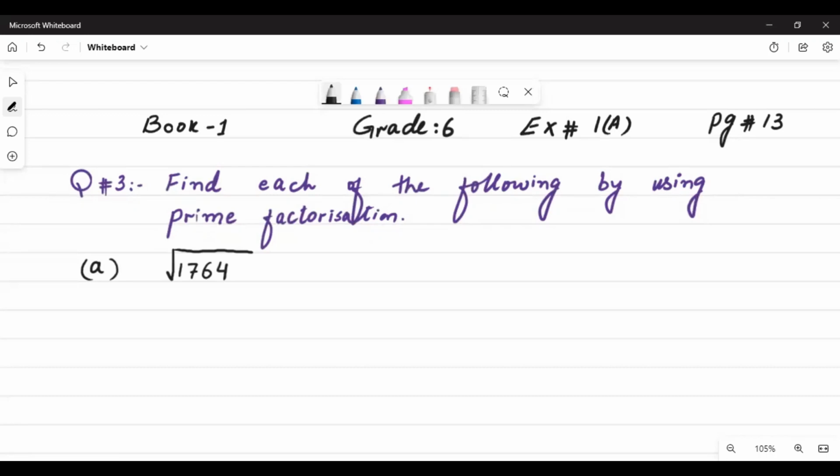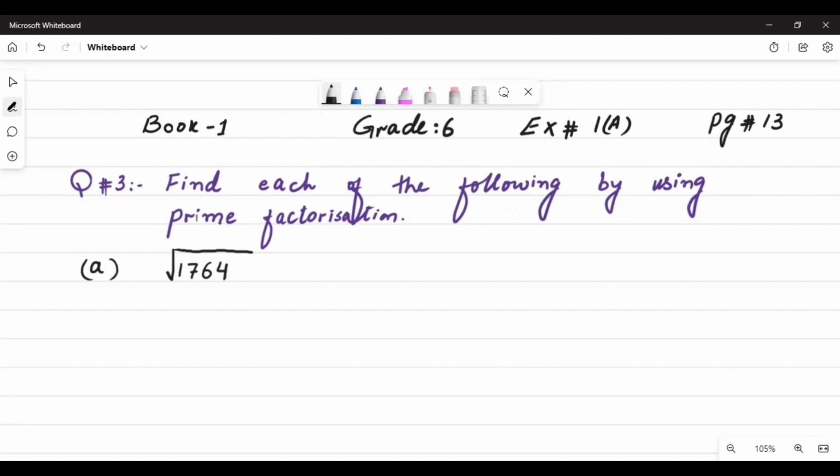So let's start today with exercise number 1A of your book 1, page number 13, and question number 3. What is question number 3? The question is: find each of the following by using prime factorization. As we have done in the previous lesson how to do questions related to prime factorization, we have done already in question number 2.